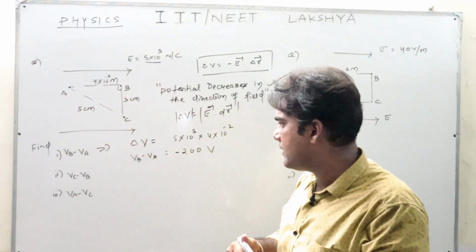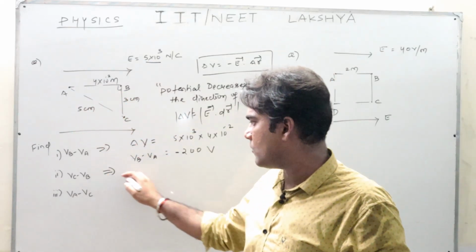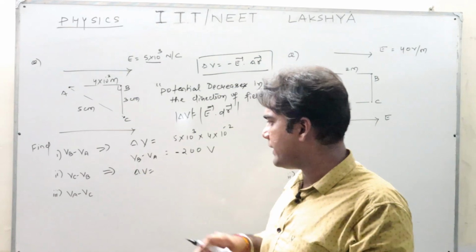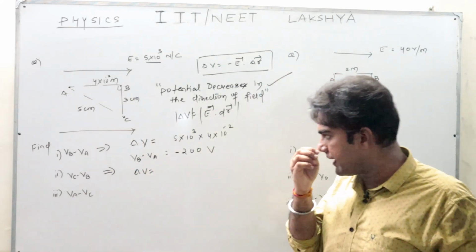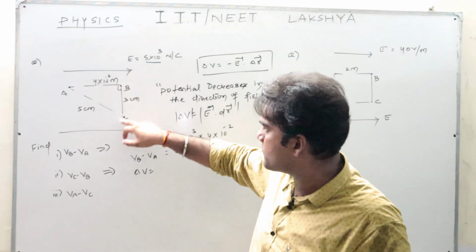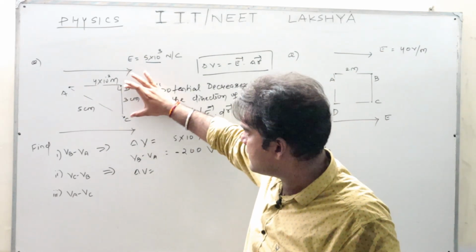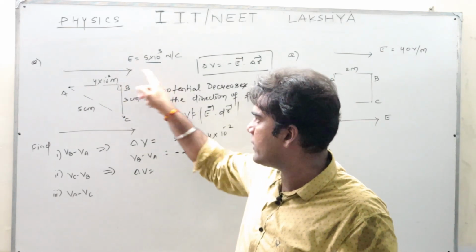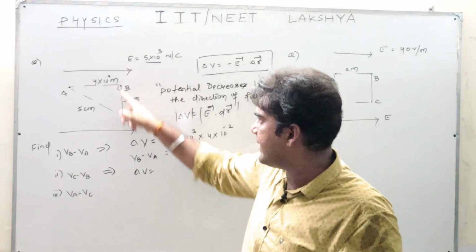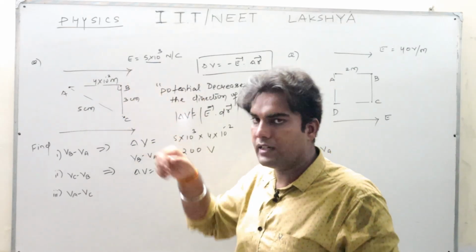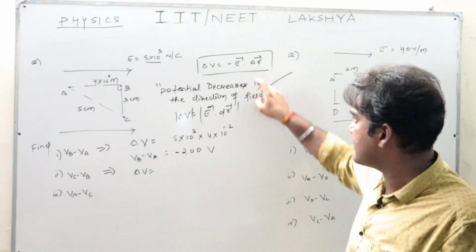So minus. Similarly, let us do VC minus VA, delta V. So E dot dr. So here if you see between this point and this point, your dr is perpendicular to your electric field. Electric field and dr direction is making an angle of 90 degrees, and you know cos 90 is how much? 0.